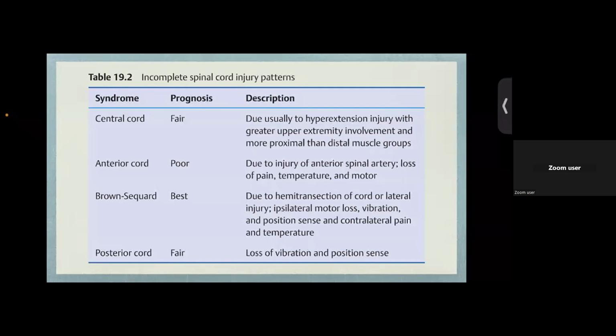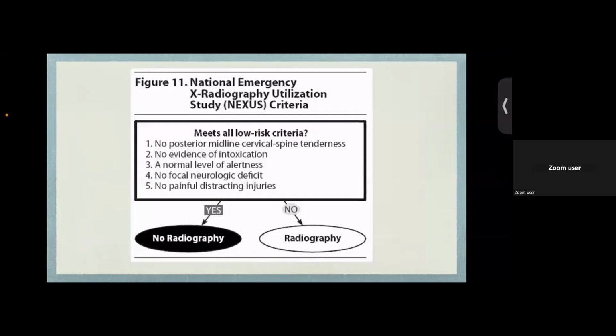There's the Brown-Séquard syndrome. Due to hemitransection of the spinal cord or lateral injury, you have ipsilateral motor loss, vibration and position sense loss, and contralateral pain and temperature loss. Prognosis for this is the best. And then you have the posterior cord injuries, with loss of vibration and position sense. Prognosis is fair.